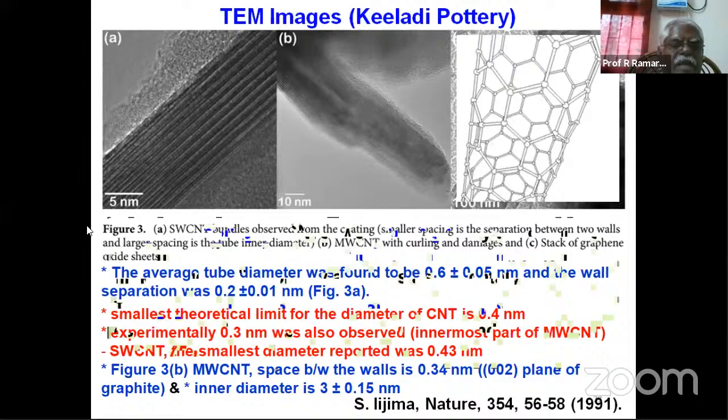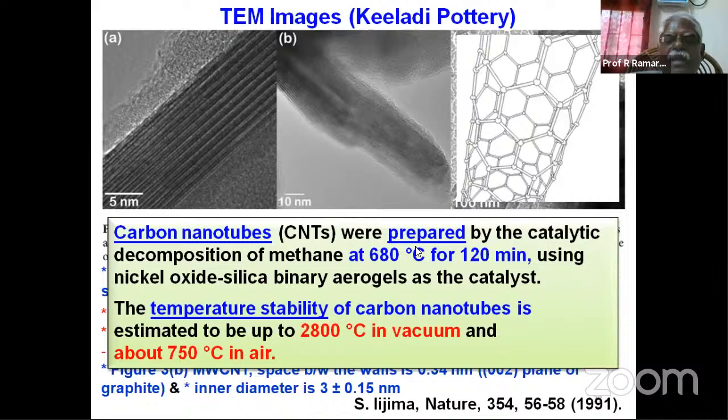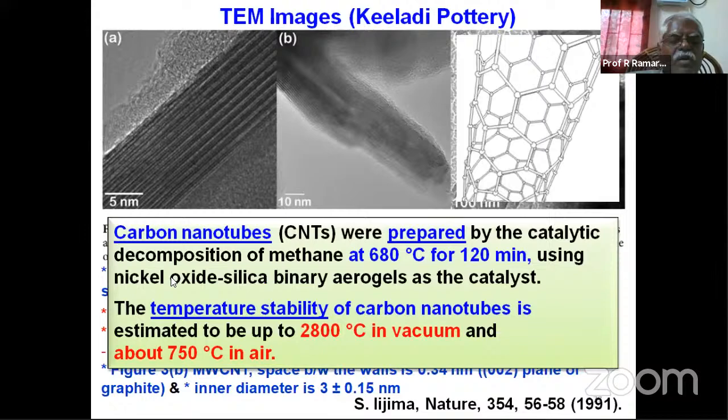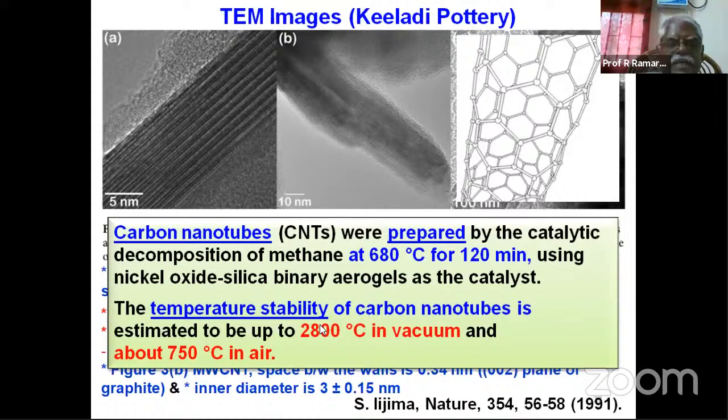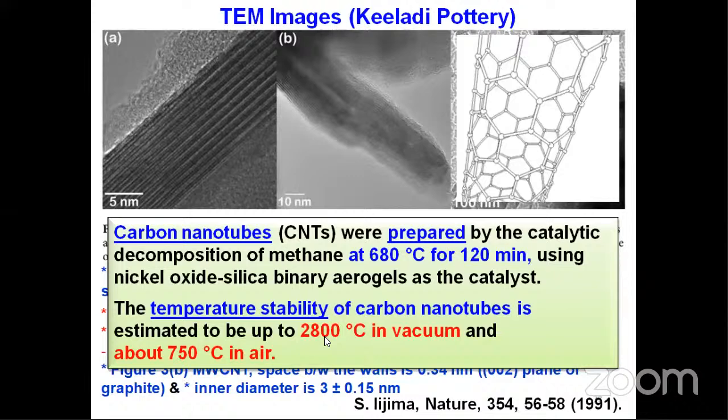What we want to say is that carbon nanotubes were prepared by the catalytic decomposition of methane at around 680 degrees for 120 minutes using a nickel oxide silica catalyst. This carbon nanotube stays stable without decomposing up to 2800 degrees. It is such a highly stable material.